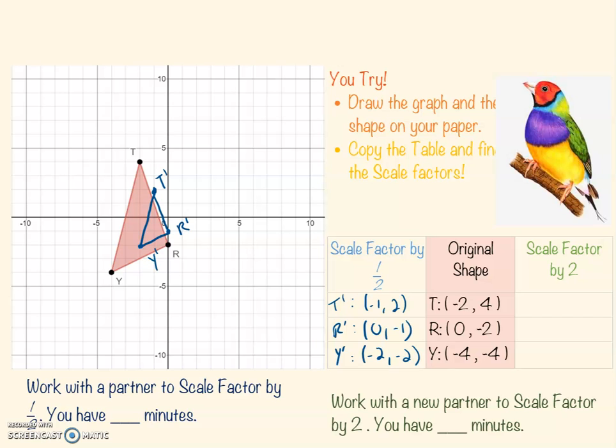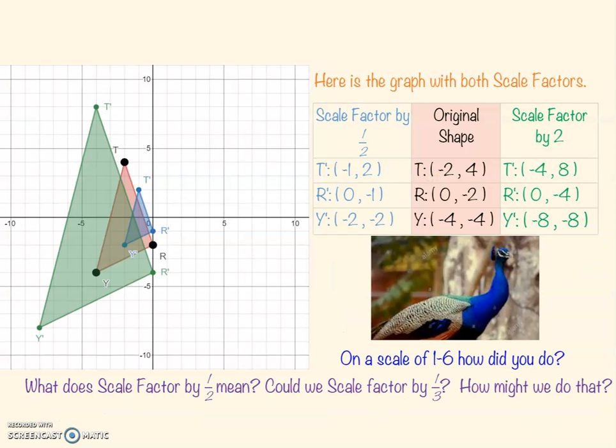And this should be the shape that you got. Same shape, scaled down by half. We took each of the numbers from our original points and we just divided them in half. All right, so go ahead and take another 2 to 3 minutes. Work with a new partner if you have one. If you don't, work by yourself, that's fine. Take those 2 to 3 minutes and try and scale factor these up by 2. So what does that look like? Go ahead and take a few minutes right now.